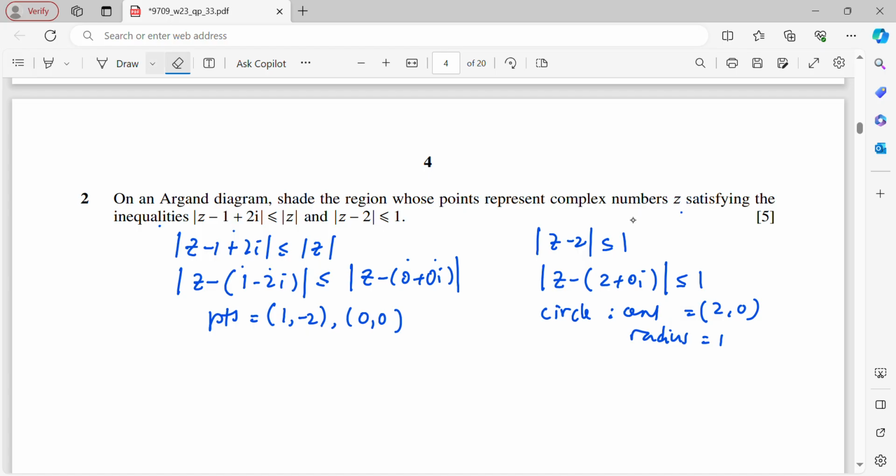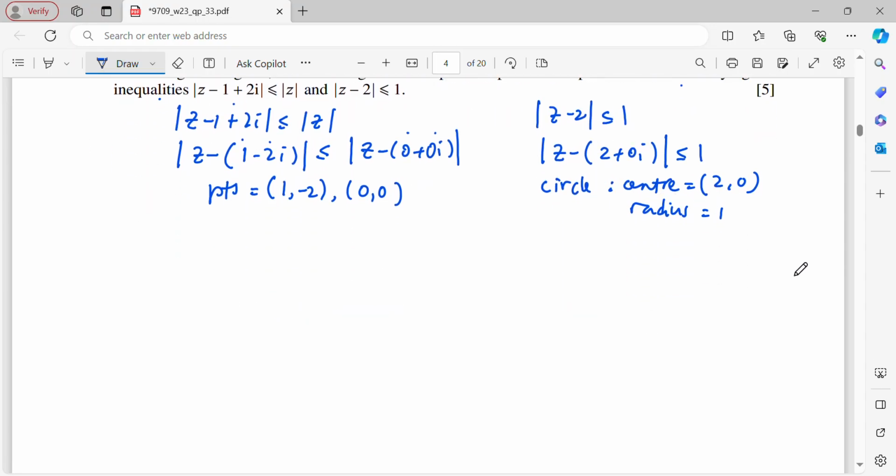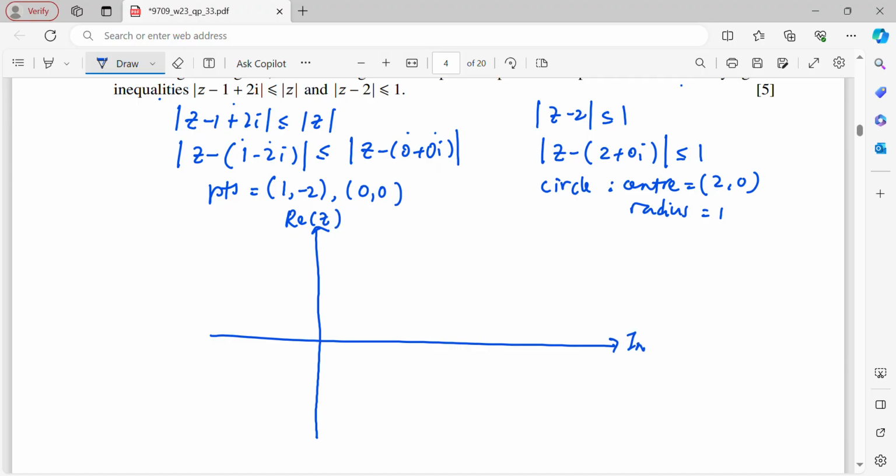So now from here we can start drawing the Argand diagram. So here I will draw two axes. This is the real axis. This is the imaginary axis, and the horizontal will be the real axis.